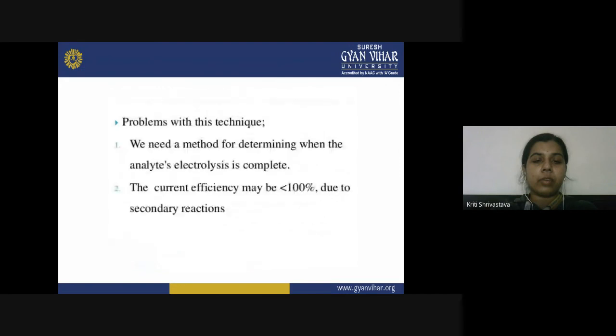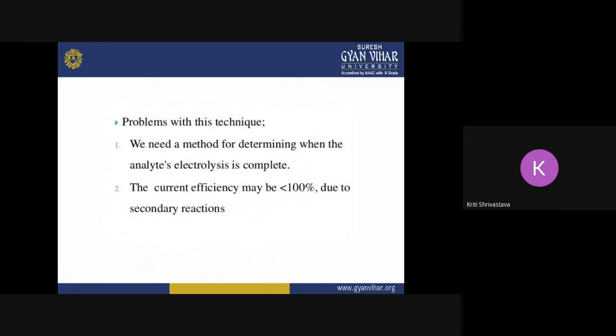But it also comes with certain disadvantages, like we need a method for determining when the analyte's electrolysis is complete. So how will you come to know that the electrolysis is complete? You are constantly providing the same amount of current. The second thing is that the current efficiency is never 100%. When you are finding out the concentration of the analyte, the current efficiency should be 100%. But here secondary reactions may take place because a constant high amount of current is provided. So these secondary reactions are going to affect our calculation later on.